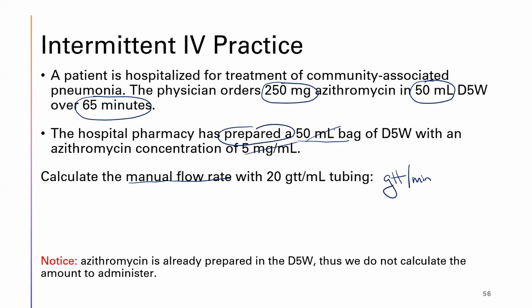What that means is everything else is irrelevant. That means you do not have to do the dosage problem because they already put that medication in that bag. So now you're just going to calculate the manual flow rate, which is in drops per minute. And I just use the formula milliliter times the drop factor over all the minutes. Okay. And I got 15.3, and GTT per minute is always a whole number. And again, at the bottom, it does say since it's already prepared.